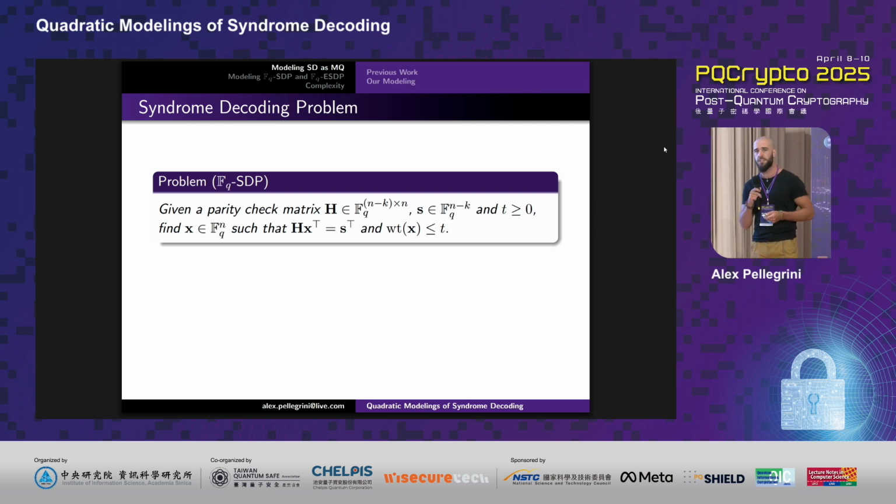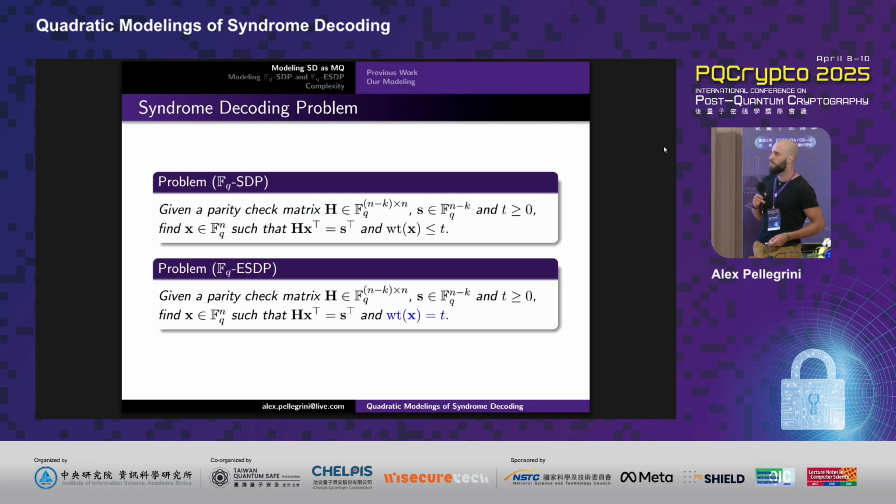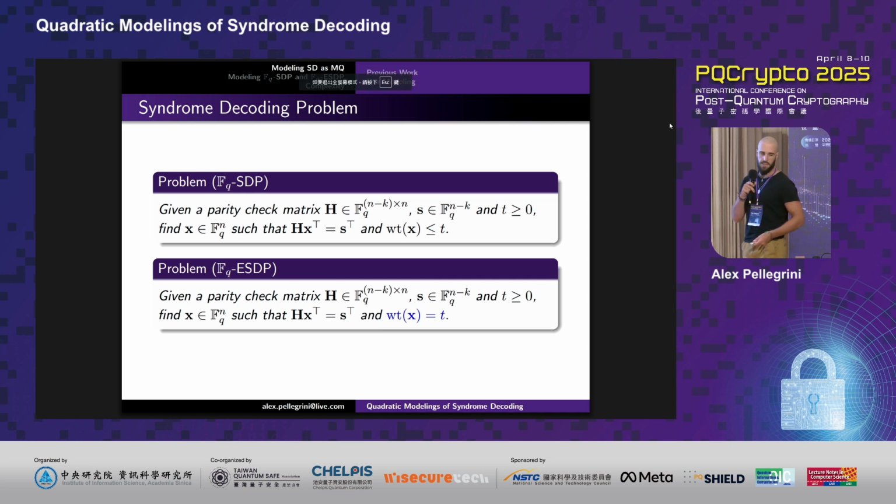There is a specialization of this problem, which we call the exact weight syndrome decoding problem over F_q, which basically asks that the weight of the vector must be exactly t.